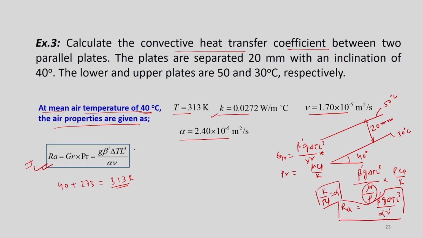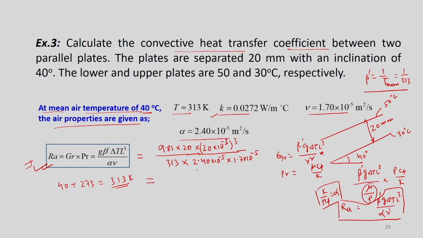If we substitute the values here, beta dash is 1 by T mean. T mean is 313, so 1 by 313, which is the temperature coefficient. We substitute 9.81, 313, and a temperature difference of 20. L is 20 mm, which I write as 20 into 10 to the power of minus 3, because it is in mm, and then L cube. We have alpha as 2.40 into 10 to the power of minus 5 and nu as 1.7 into 10 to the power of minus 5.